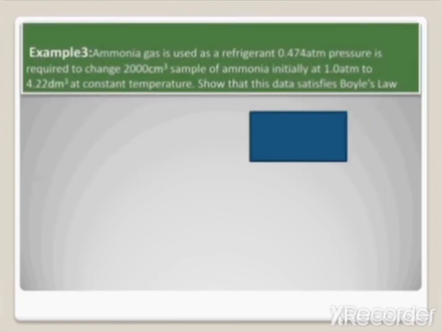Example 3. Ammonia gas is used as refrigerant. 0.474 atmosphere pressure is required to change a 2000 cubic centimeter sample of ammonia initially at 1.0 atmosphere to 4.22 cubic decimeter at constant temperature. Show that this data satisfies Boyle's law. Now this is a tricky one.